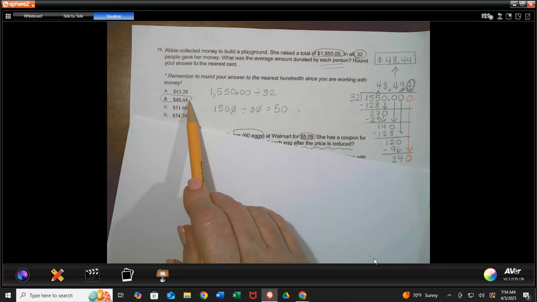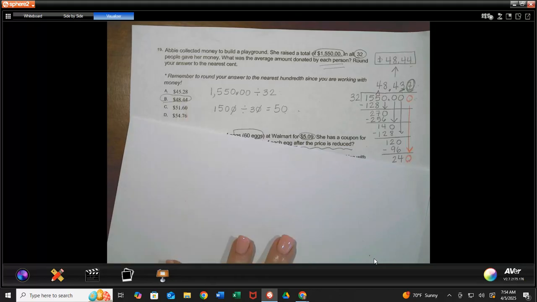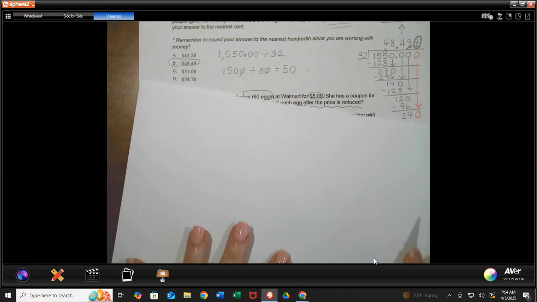A real nasty test maker probably would have put $48.43 in that answer bank just to see if you knew which one to use. All right, the last question.